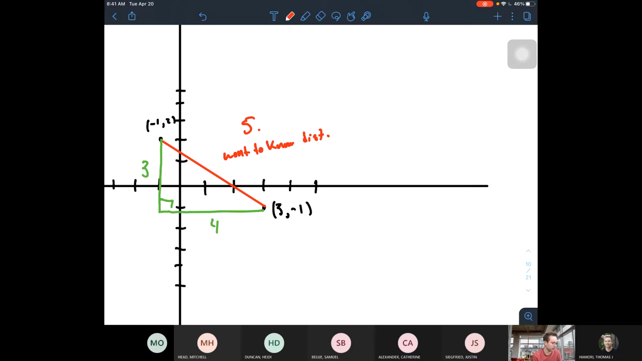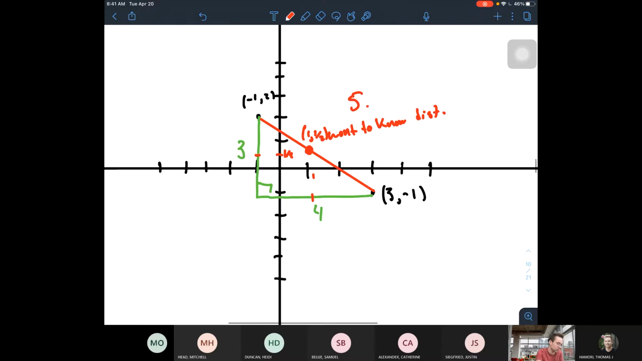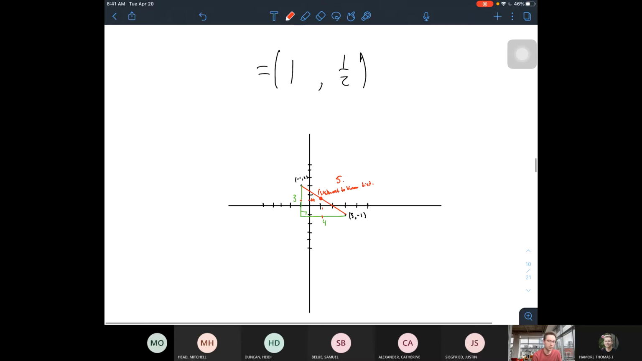Okay, and then as far as finding the midpoint, we just cut each of these in half. So if we cut 4 in half, that means we go 2. And if we cut 3 in half, that means we go 1.5. So 1.5 down from 2 is exactly at the point 1/2 here. And then this would be the point 1. Okay, so the midpoint is right here at 1, 1/2. So that's how we can use geometry instead.